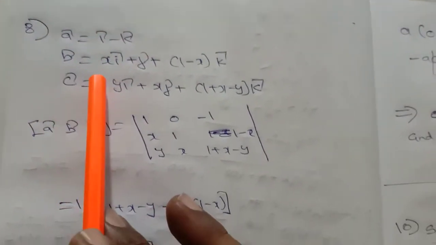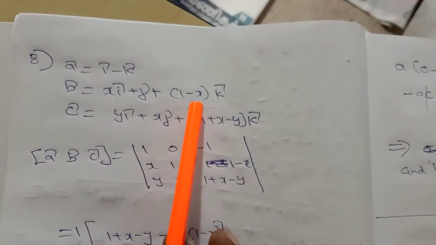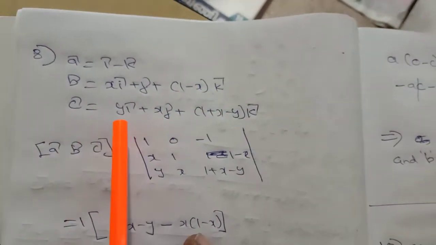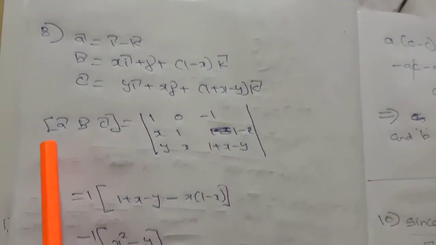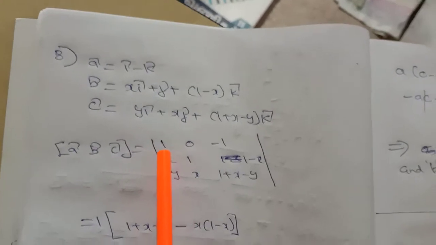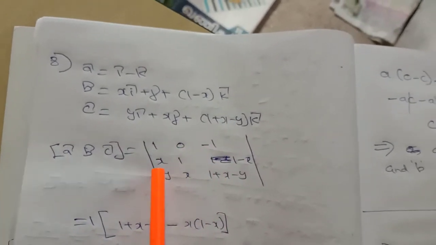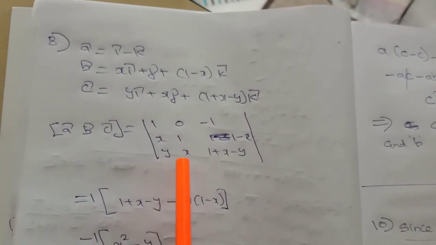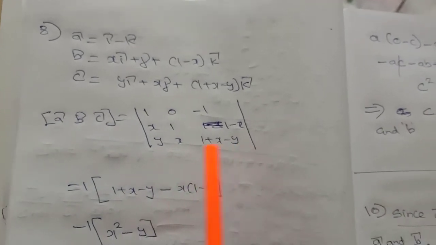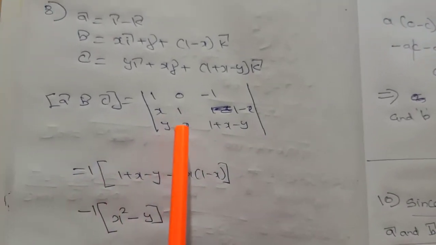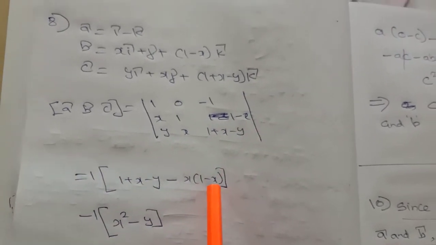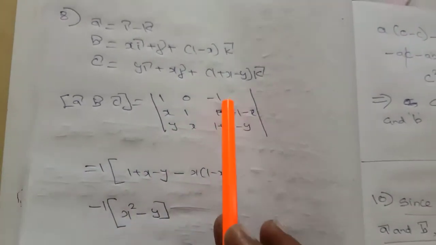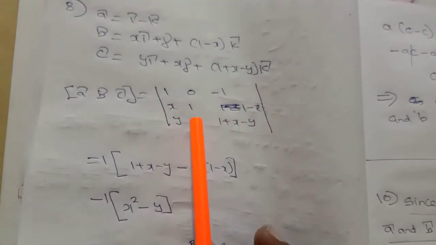Look, A vector equals i minus k, B vector equals x i plus j plus (1 minus x) k, C vector equals y i plus x j plus (1 plus x minus y) k. What is the box product ABC? 1 0 minus 1, x 1 1 minus x, y x 1 plus x minus y. When you expand this, 1 into, you are getting 1 plus x minus y minus x into 1 minus x. The next one is 0. Then the last one is minus 1 into, you are getting x square minus y.